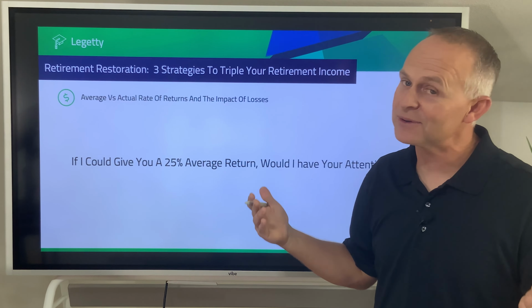Okay, so here we have the actual versus average returns. So let's say that we're starting with $100,000. And again, remember, I offered you a 25% average return. So let's say that you give me $100,000. And in the first year, I lose 50% of your money. Sorry about that, okay? But I convince you to hang in there because next year is looking to be a really good year.